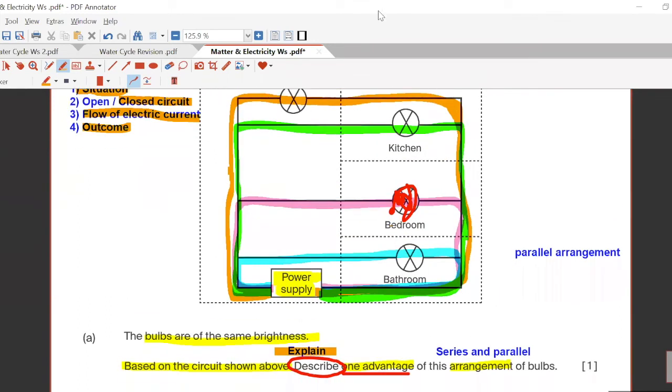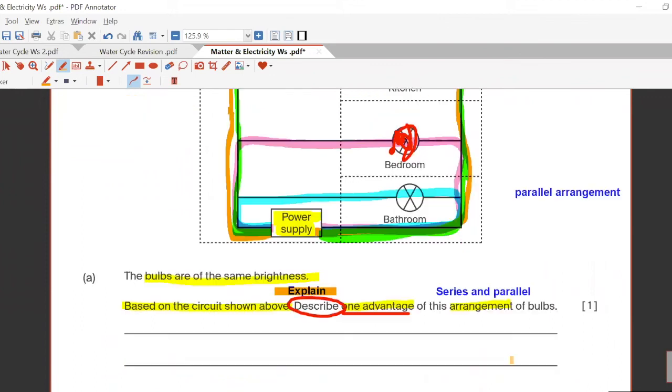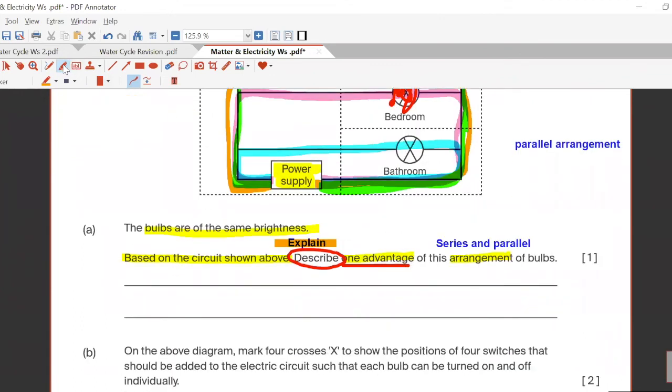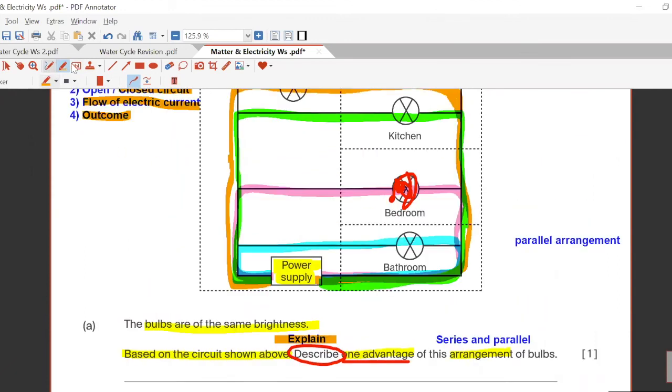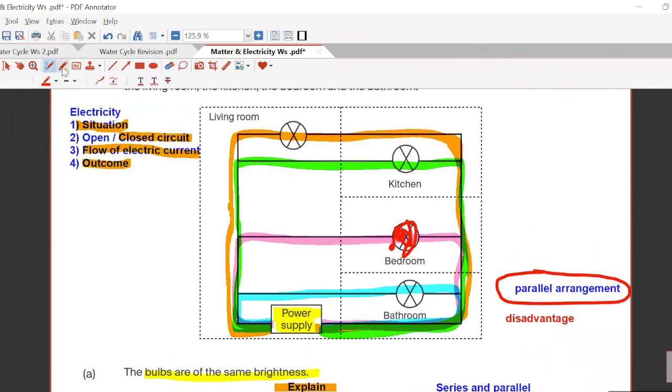Okay, can y'all tell me? They say advantage, right? Anybody knows what's the disadvantage of using parallel circuit? What is the disadvantage? Anybody knows? If one bulb fuses, then all the rest cannot work. Electricity will flow slower than a series circuit. No, it doesn't flow slower, but good try.